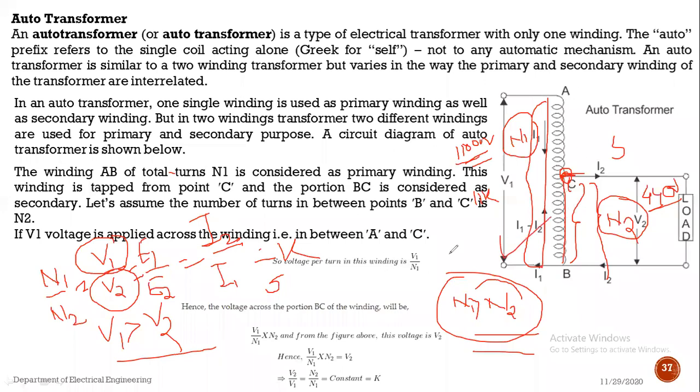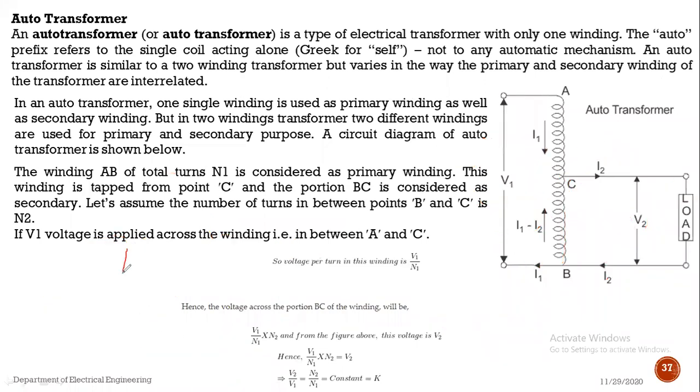And in case of a step up transformer, how will it be? If I draw the diagram for the step up transformer, similarly, this one is the winding.